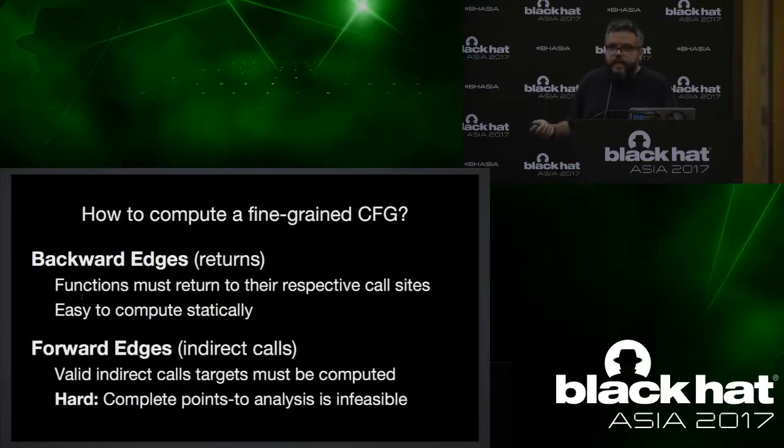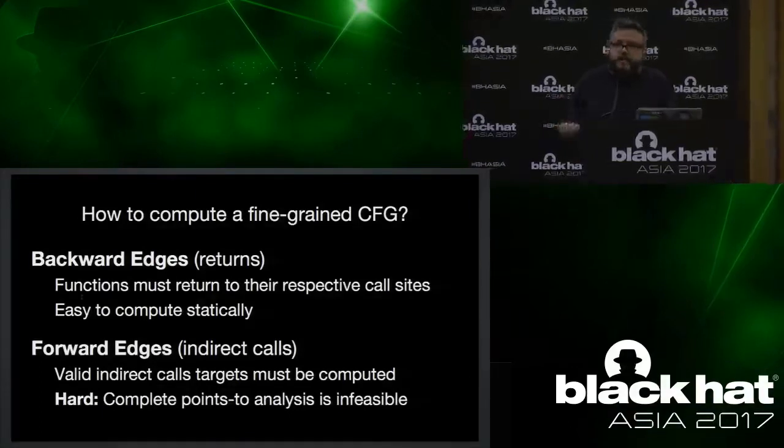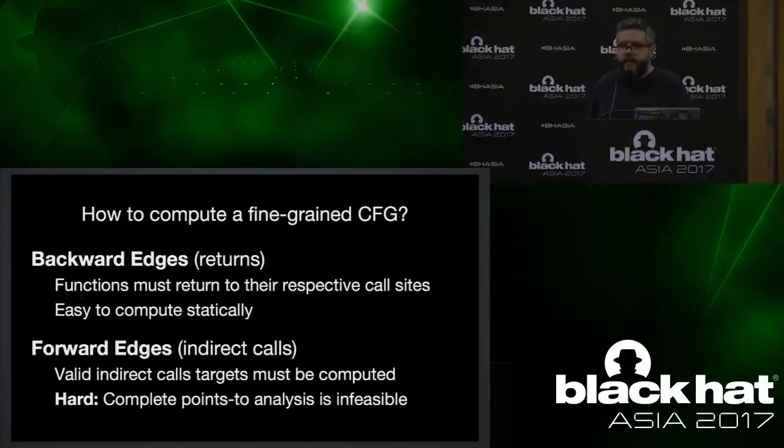But we also have the forward edges, which are the indirect calls. For these cases it's a little more complicated, because points-to analysis is a mathematically undecidable problem, so it's incomplete. You cannot just take a look at the source code and say, oh, this function pointer will call these addresses. You cannot do that precisely.